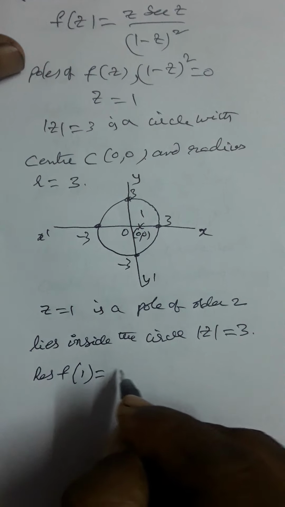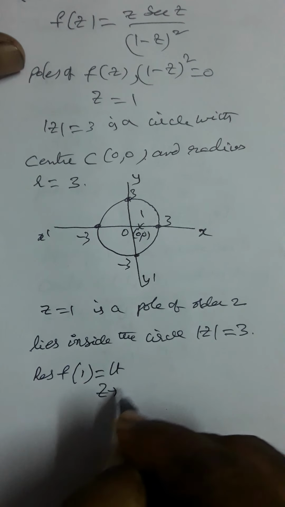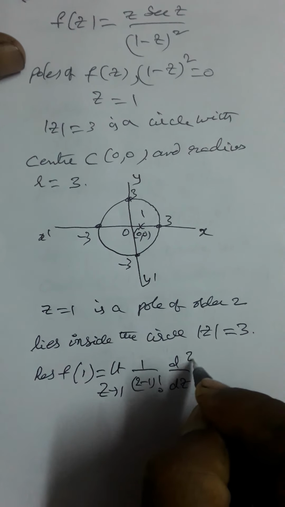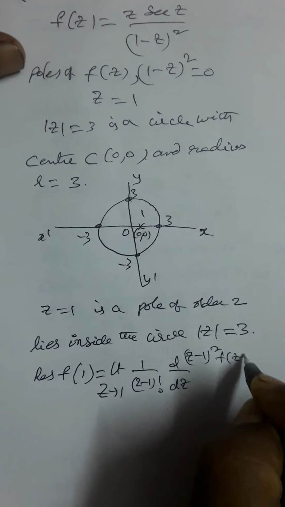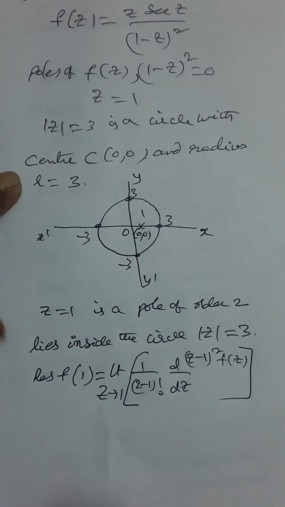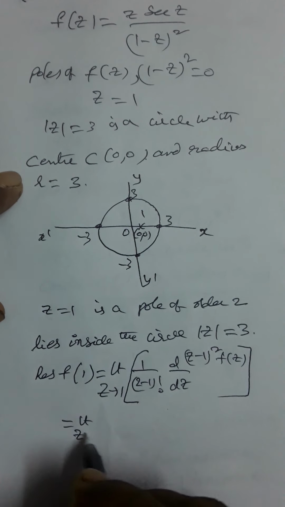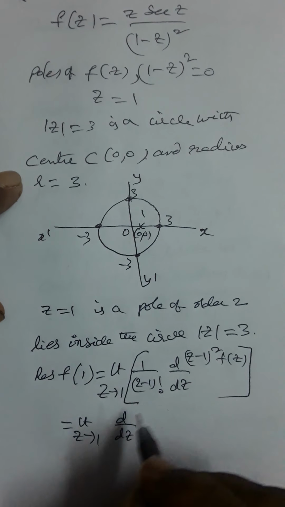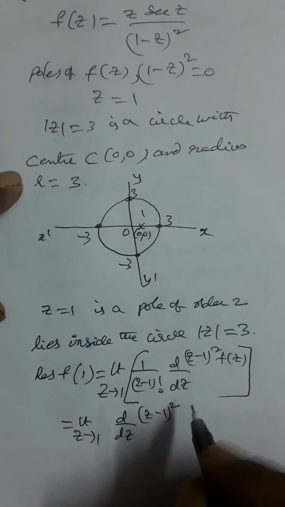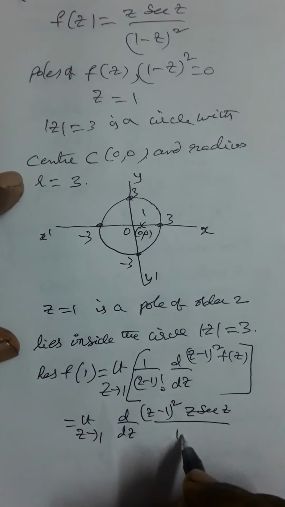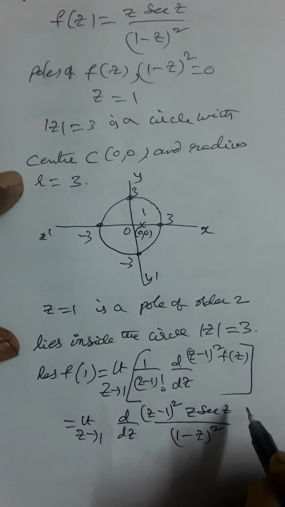Residue f of 1 is equal to limit z tends to 1, 1 by (2 minus 1) factorial, d by dz of (z minus 1) whole square f of z. Result 2, higher order formula: limit z tends to 1, 1 factorial is 1, d by dz of (z minus 1) whole square f of z, where f of z is z secant z by 1 minus z whole square.